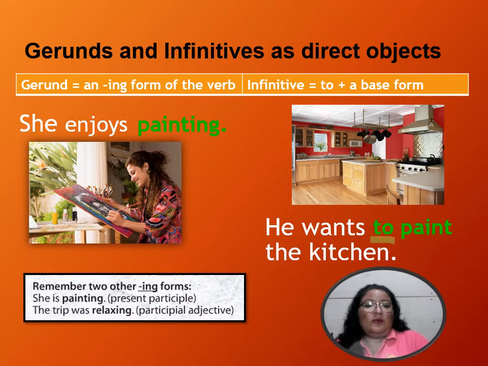But you have to be careful and not get confused. You have to remember that there are two other ing forms. She is painting. This is the present participle. The trip was relaxing. It's a participial adjective.